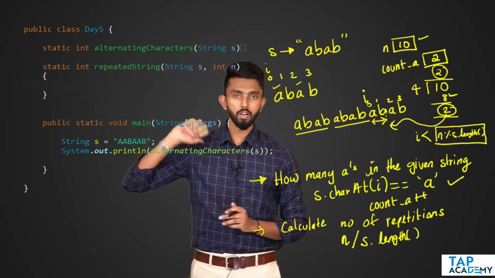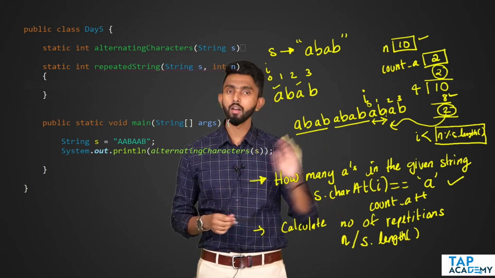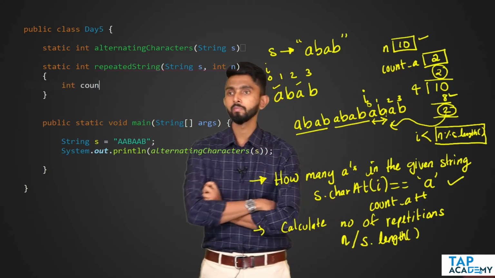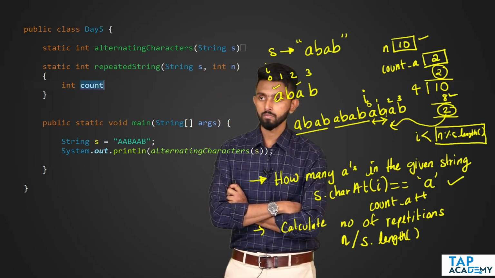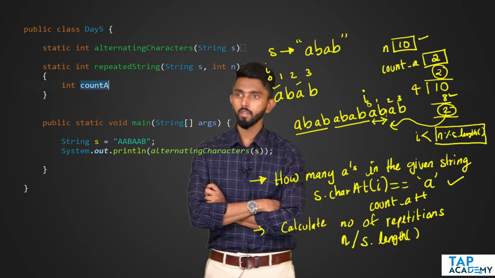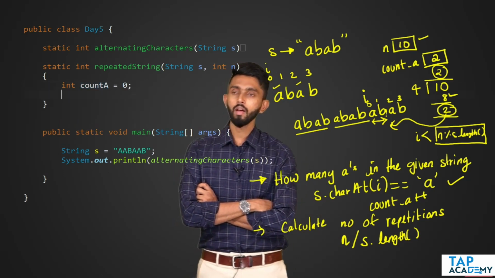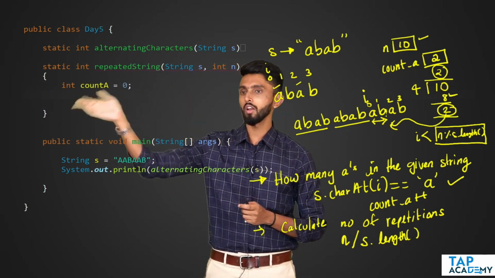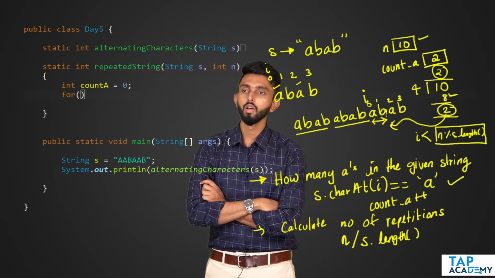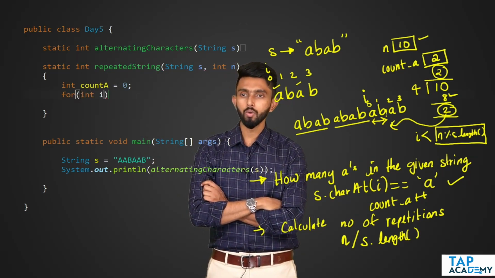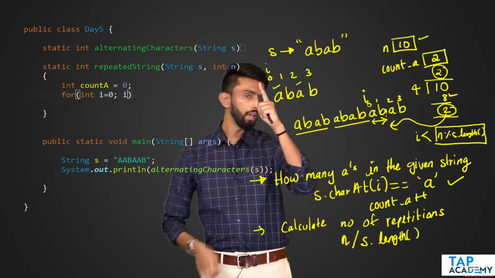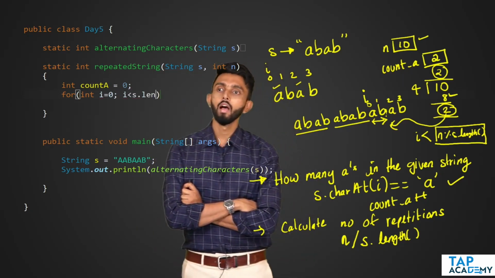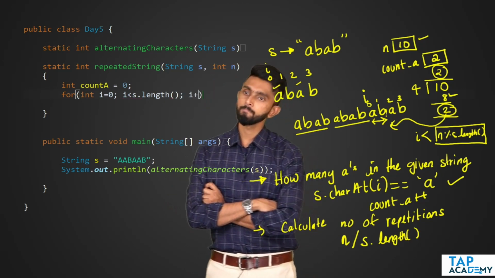What it should basically do is, first of all, calculate the number of A's. So, I will just tell int count A equals 0. Now, let us calculate how many A's are there in the string s. So, I will apply a for loop. For int i equal to 0, i less than s dot length, i plus plus.